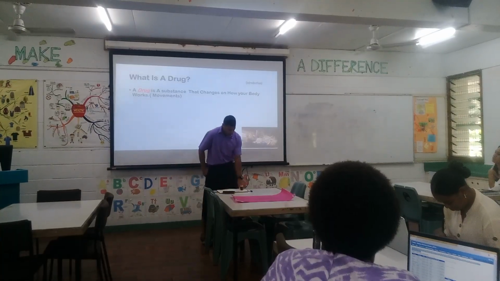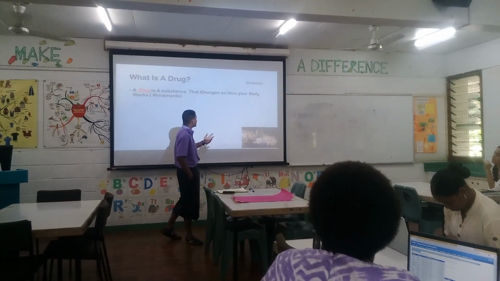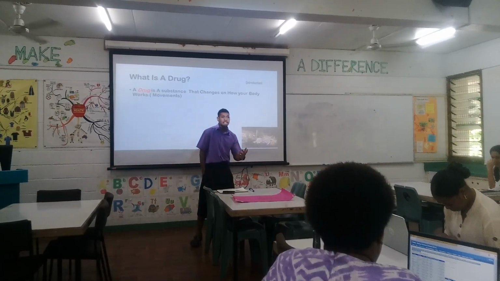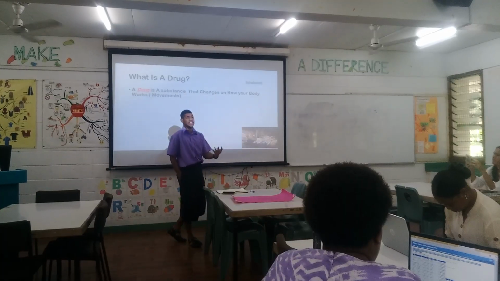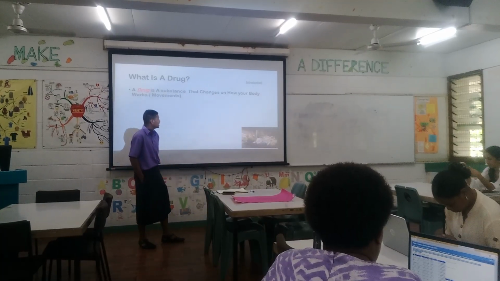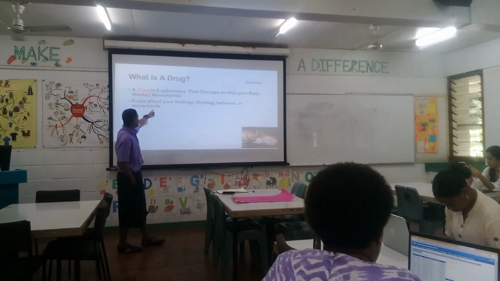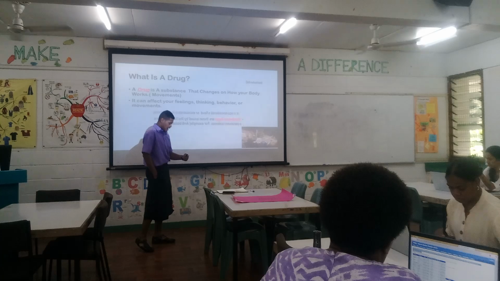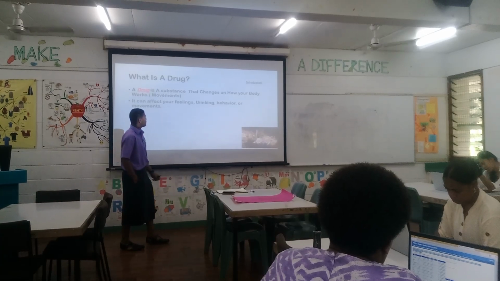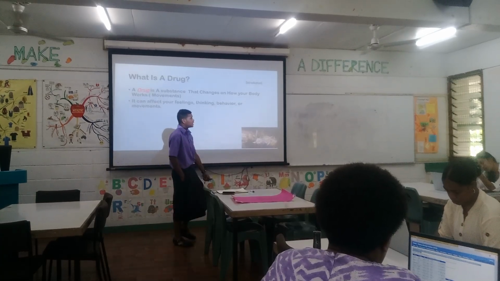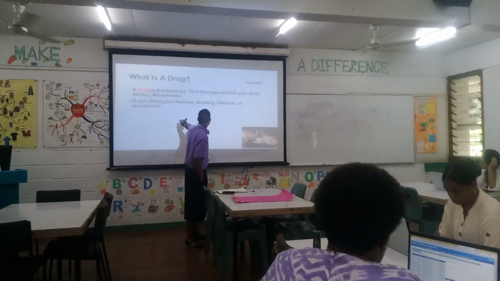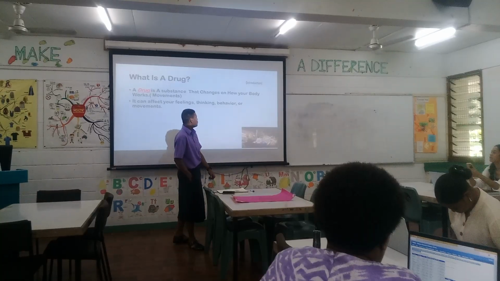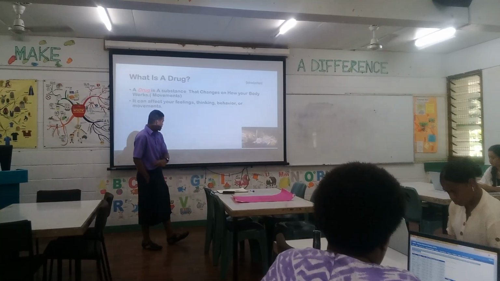So in everything you do, when you see someone who consumes drugs, you can clearly see the way he acts, behaves, his movement, his appearance. You can clearly tell when a person is on drugs. It can affect your feelings, thinking, behavior, and movement. As I mentioned before, drugs usually affect your feeling, thinking, behavior, and movement. It affects your body, the way that you think, move, and behave.